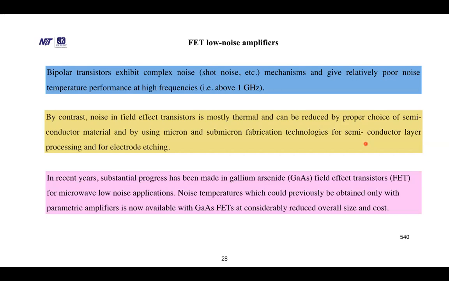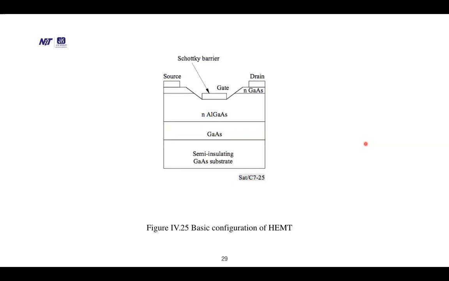In recent years, substantial progress has been made in gallium arsenide field effect transistors, FETs, for microwave low noise applications. Noise temperatures which could previously be obtained only with parametric amplifiers are now available with gallium arsenide FETs at considerably reduced overall size and cost. So this is the basic idea, the configuration. We know this structure from basic electronics.